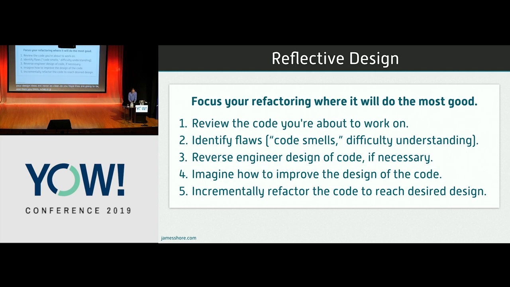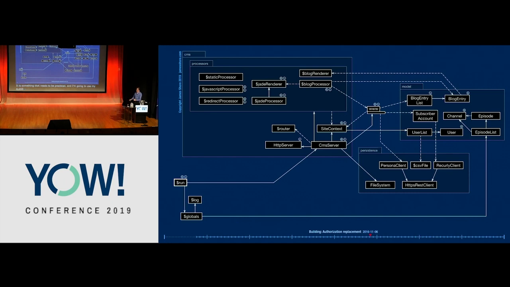This is a skill, just like traditional design. It's something that needs to be practiced. And I'm going to use my Auth0 transition as an example. This is what the design looked like at the start of that transition. But I didn't have this diagram. I made it for this conference. So there was nothing like this. I just had the code.